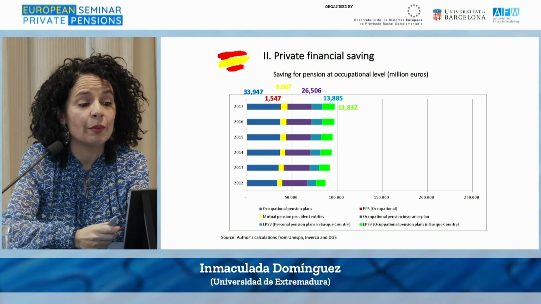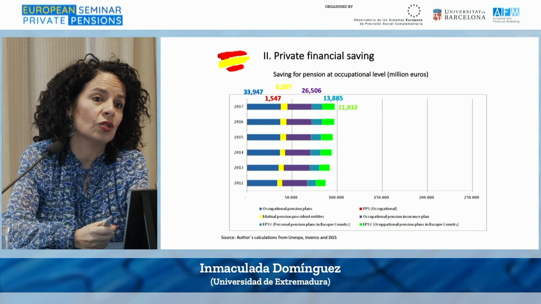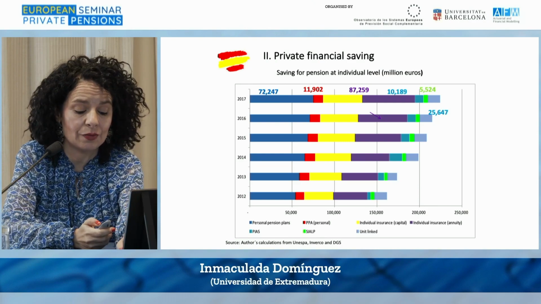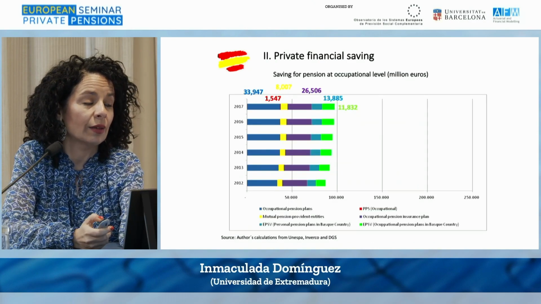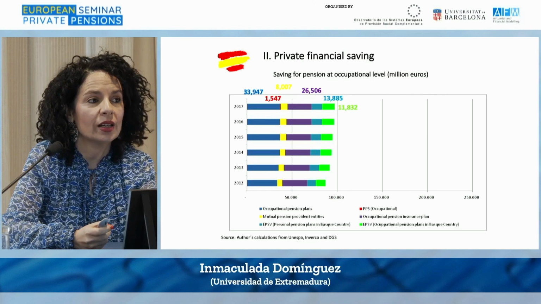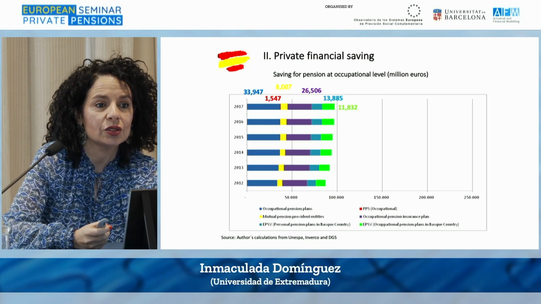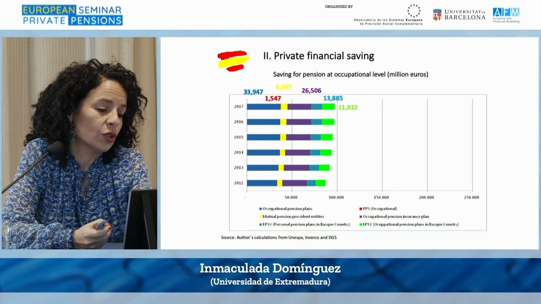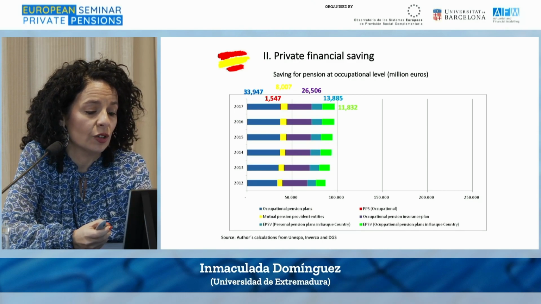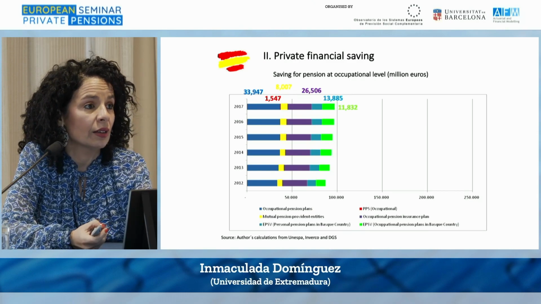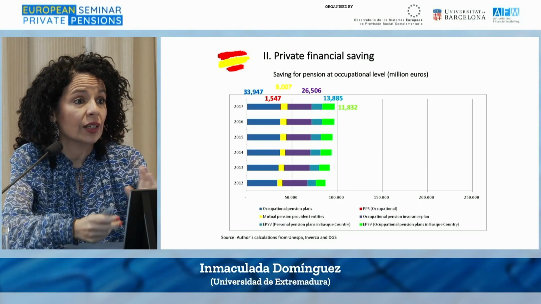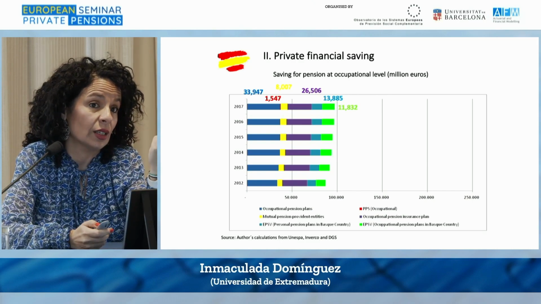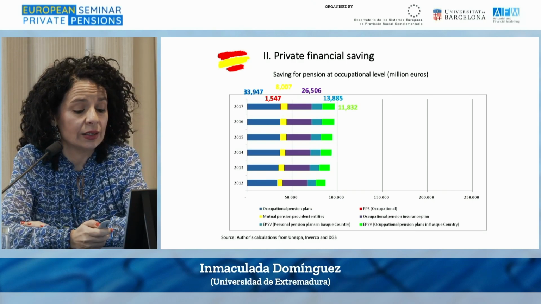Now this is the same graphic with the same amounts, but this is the amount that people save at the occupational level, okay? You can appreciate that the complementary, occupational level is small in relation to the individual saving. And again the most important is the pension plan and the occupational pension, but it's a really different graphic, one and the other. The occupational will be the second pillar and the individual will be the third pillar.